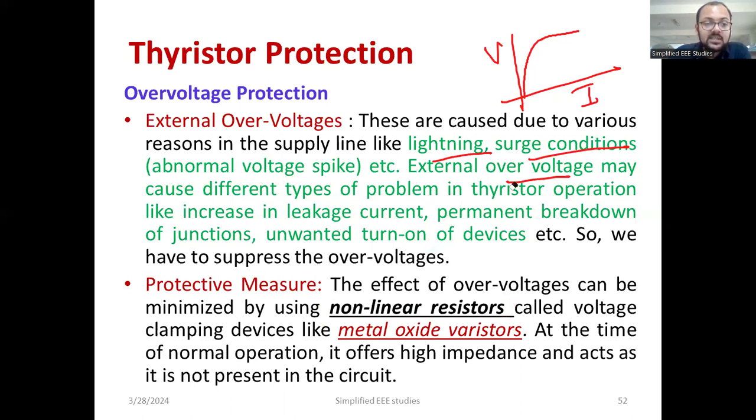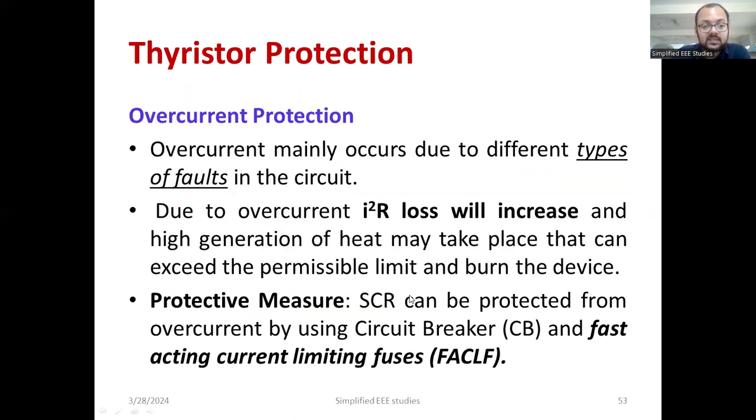This method is generally known as over voltage protection, because of external over voltage. There are different reasons for the formation of external over voltage, like lightning, surge conditions, etc. To overcome that, we require a non-linear resistor.